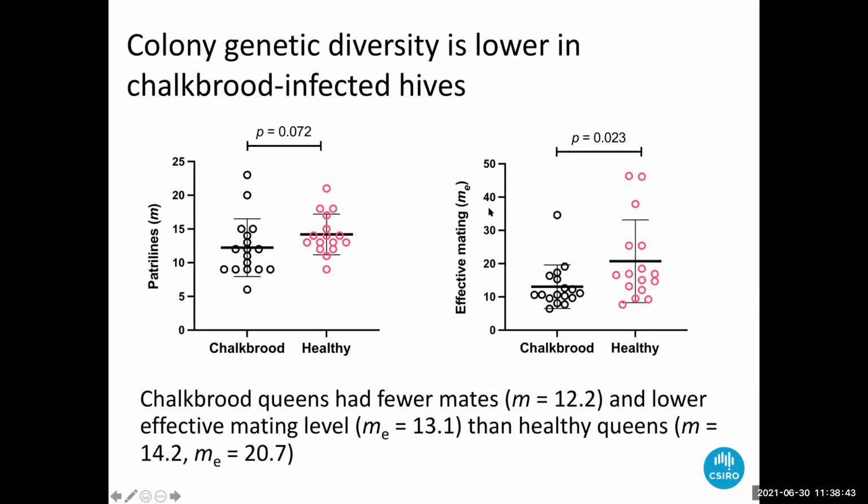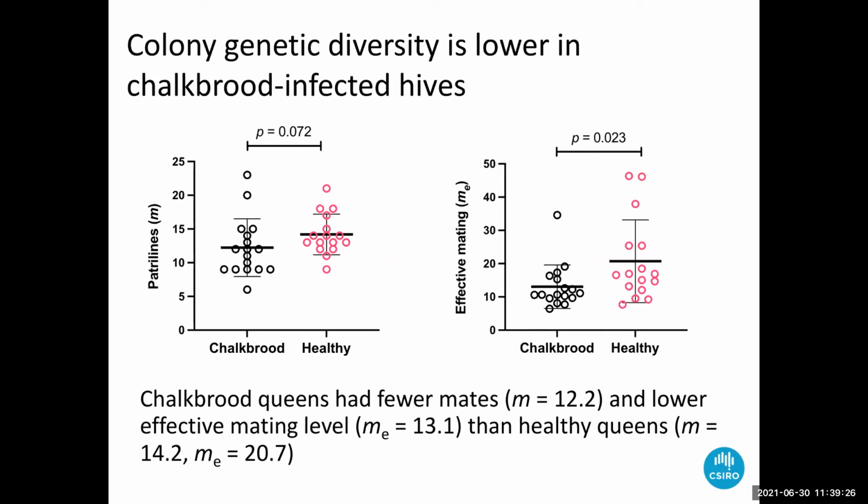So one of the things we found was that colony genetic diversity was an important factor for these colonies. By genotyping workers, we were able to infer the number of drones that the queen had mated with, and then we were able to use a formula to estimate an effective mating level for that queen. And this gives us a more accurate measure that accounts for paternal bias in the offspring. So queens of chalkbrood infected hives had fewer mates than healthy hives, and this was more significant when comparing the effective mating level.